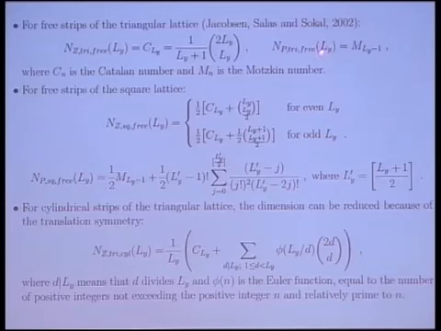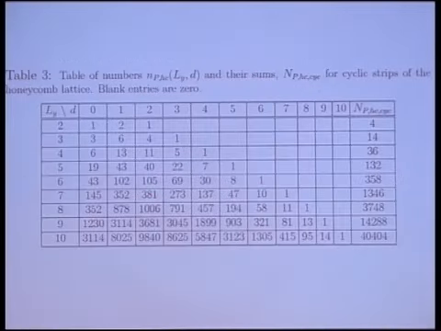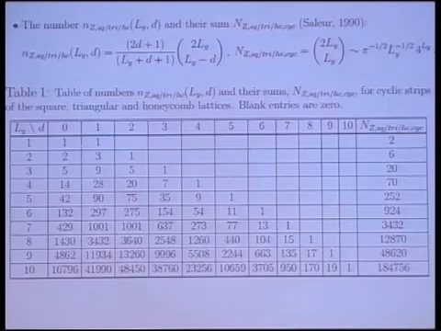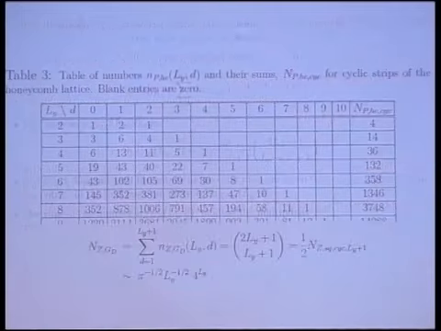Jacobson, Salas, and Sokal have also considered these strips with free and cylindrical boundary conditions, and these are the total number of lambda. So basically, this value here, which is the Catalan number for the free strip of the triangular lattice, is just the first column in this table. This is the table for cyclic boundary condition, and the first column gives us the number of lambda for the free strips.